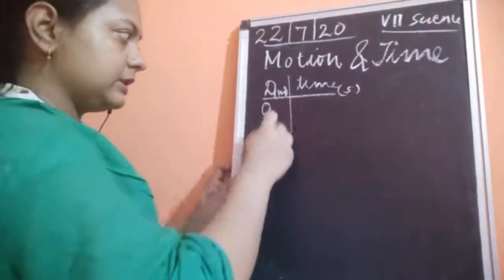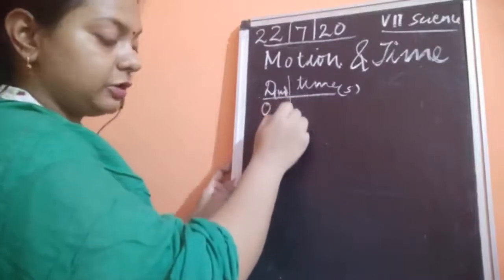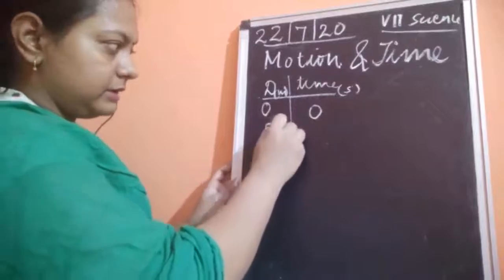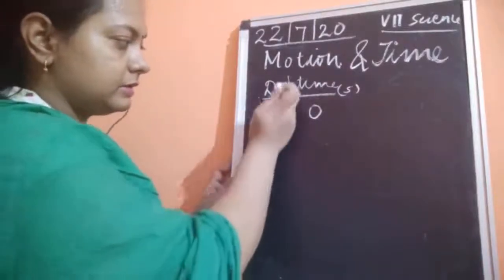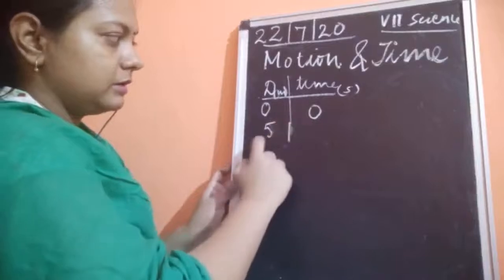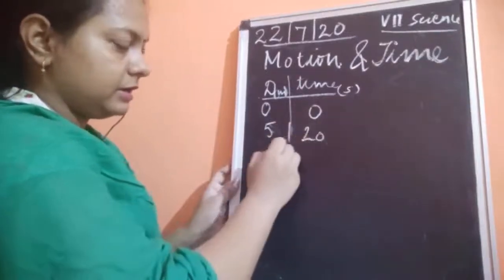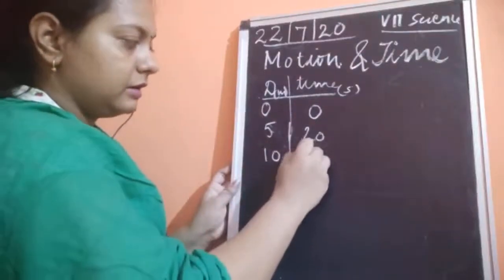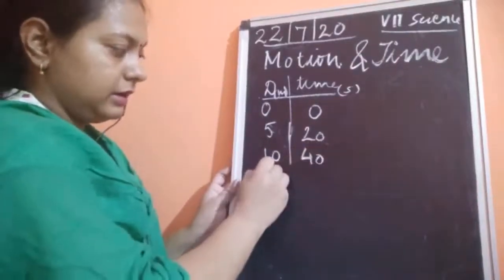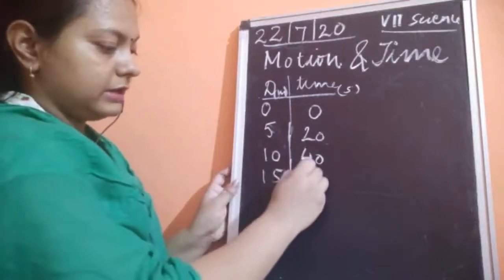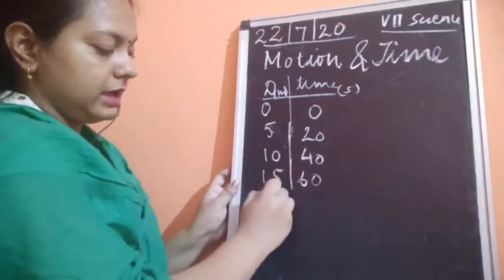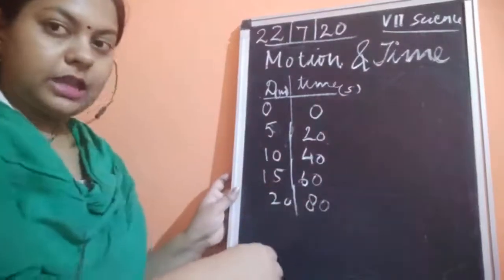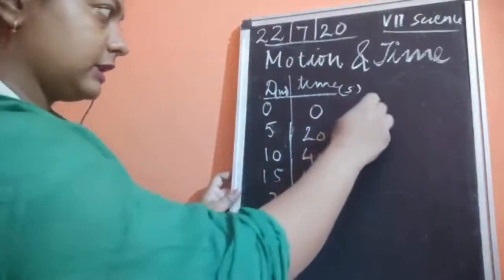So what about the distance? It is 0 meters in 0 seconds, then 5 meters in 5 seconds, then 5 meters is traveled in 20 seconds. Okay, then 10 meters in 40 seconds, then again 15 meters in 60 seconds, and also 20 meters in 80 seconds. Now we will see how this graph is plotted.